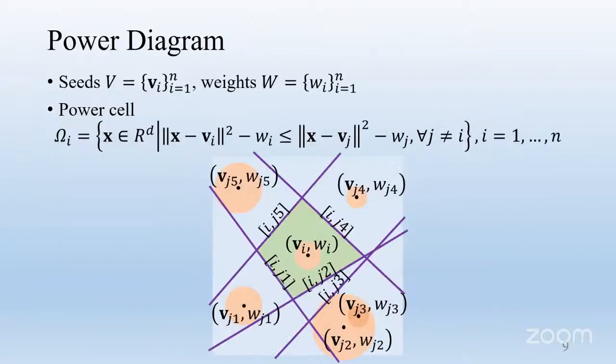Now, let's focus on the power diagram. Power diagram is one of the generalized Voronoi diagrams, which is defined by a set of weighted seeds and the power distance function. The power cell of seed vi can be defined by this equation, and the figure is an example. Because each seed is attached a real number called weight, the additional degree of freedom makes the power diagram more complicated than the Voronoi diagram.